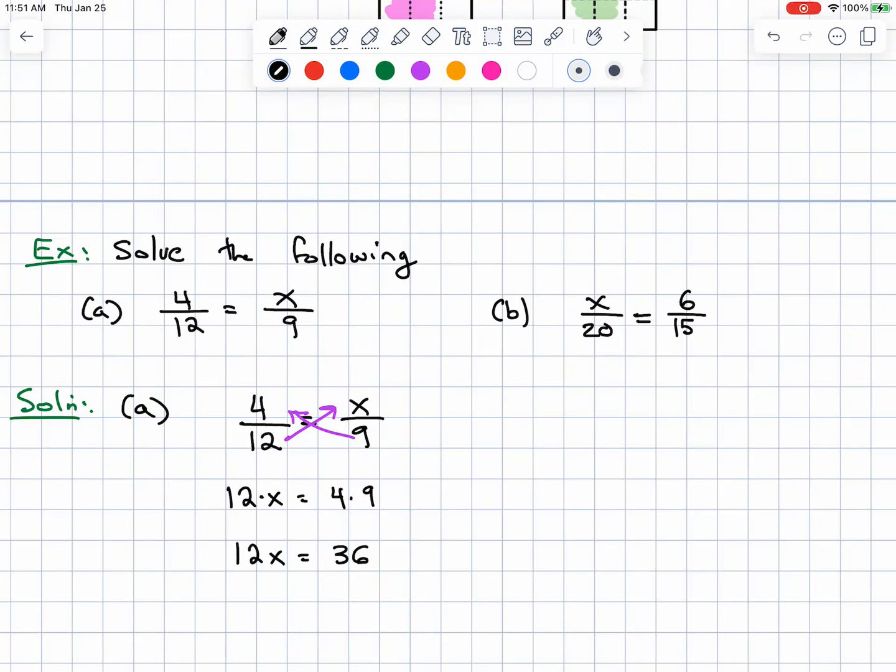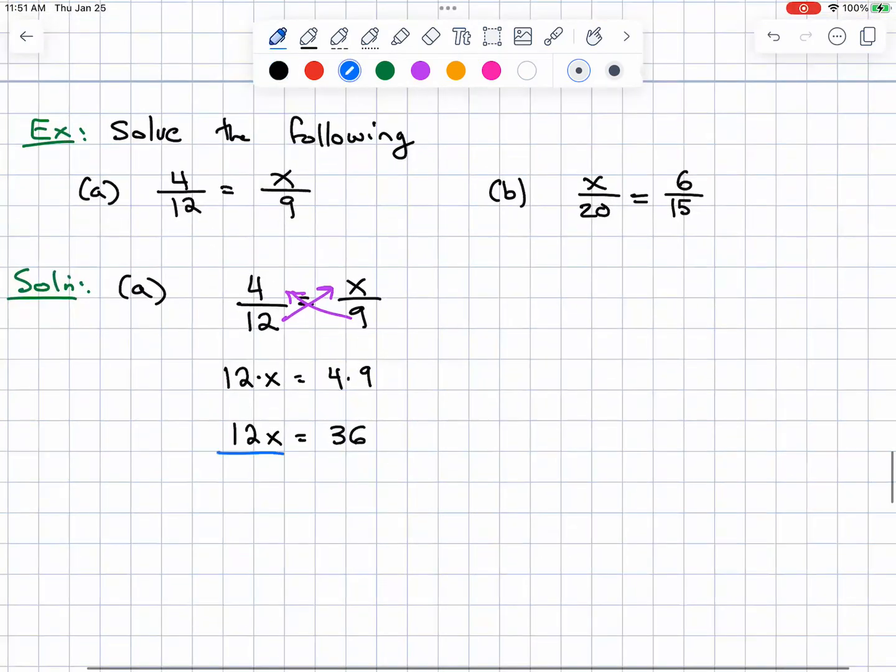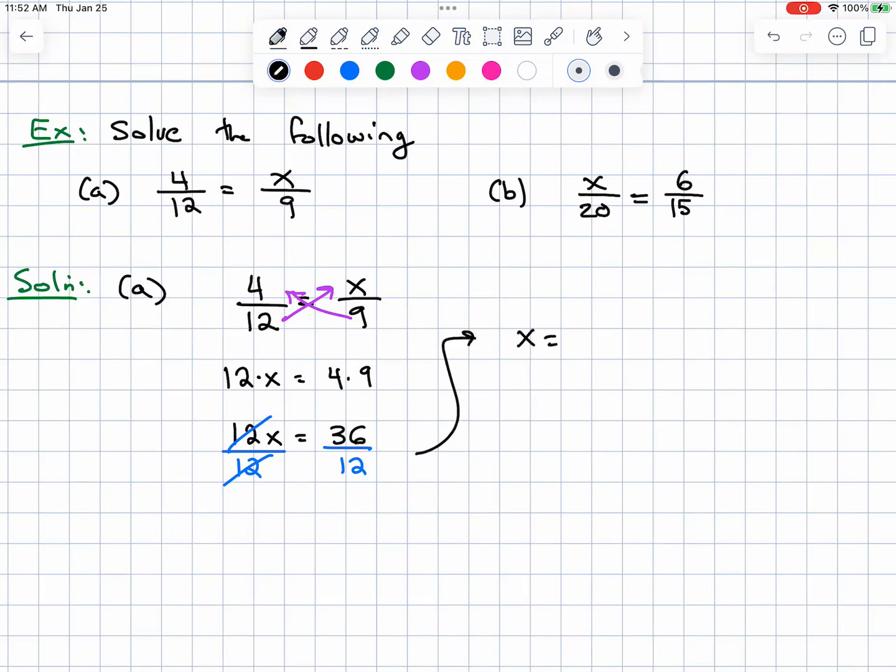And in order to get rid of the 12, you have to undo the operation. So it's that 12 is being multiplied into the x. So to undo it, we're going to divide by 12. Multiplication and division are opposite operations, just like addition and subtraction are opposite operations. So we will divide both sides by 12. And that cancels it on the left. And then that gives us x is equal to 36 divided by 12, which is 3.